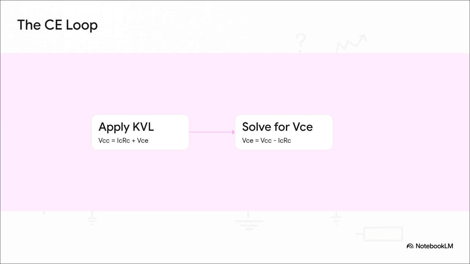The voltage drops across the collector resistor, that's IC times RC, and then drops across the transistor itself, from collector to emitter, giving us VCE. So VCC equals IC times RC plus VCE. If we rearrange that to find the voltage across the transistor, we get VCE equals VCC minus IC times RC.